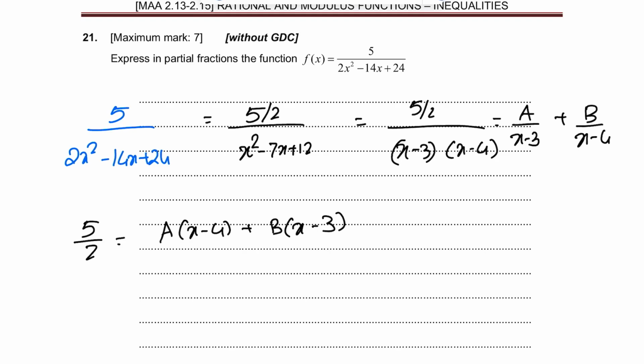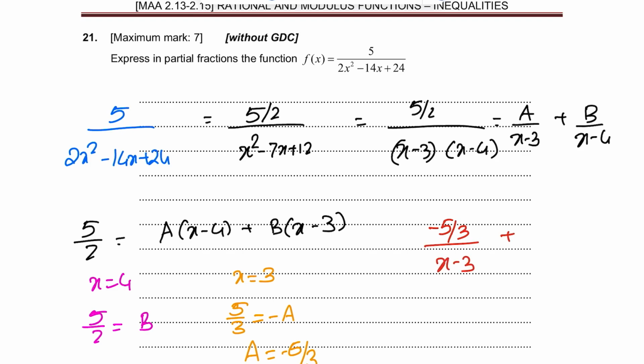Then I plug in x equals 4. When I plug in x equals 4, 5 upon 2 equals b. And then when I plug in x equals 3, 5 upon 3 equals negative a. So a equals negative 5 upon 3. So what will be the fraction now? Negative 5 upon 3 upon x minus 3 plus 5 upon 2 upon x minus 4.